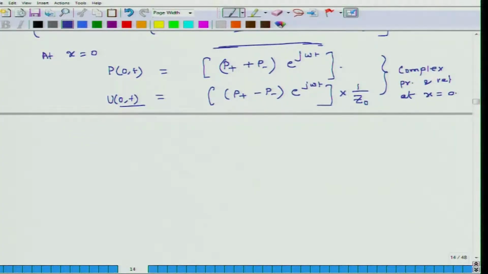Now we know that specific acoustic impedance is nothing but the ratio of complex pressure and complex velocity.